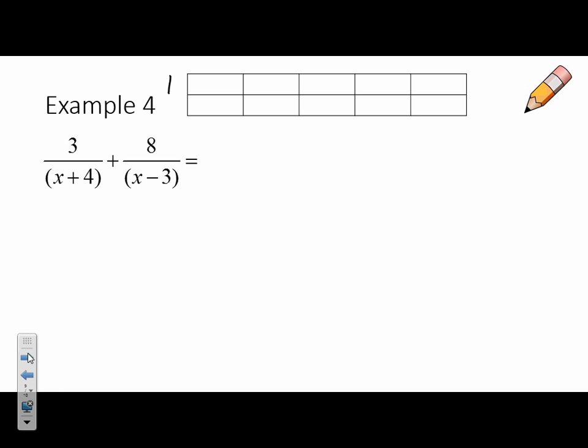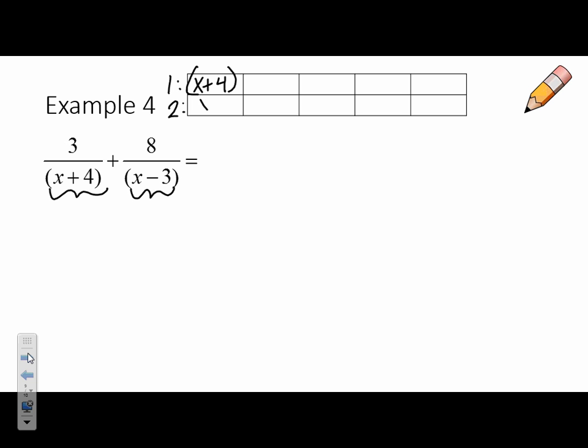Fraction 1, fraction 2. Let's figure out what factors fraction 1 has. Looks like it's already been factored, huh? Just an x plus 4 there. So we'll just say fraction 1, you have an x plus 4. Fraction 2, what do you have? Same sort of deal there, huh? X minus 3. So fraction 2 has an x minus 3.